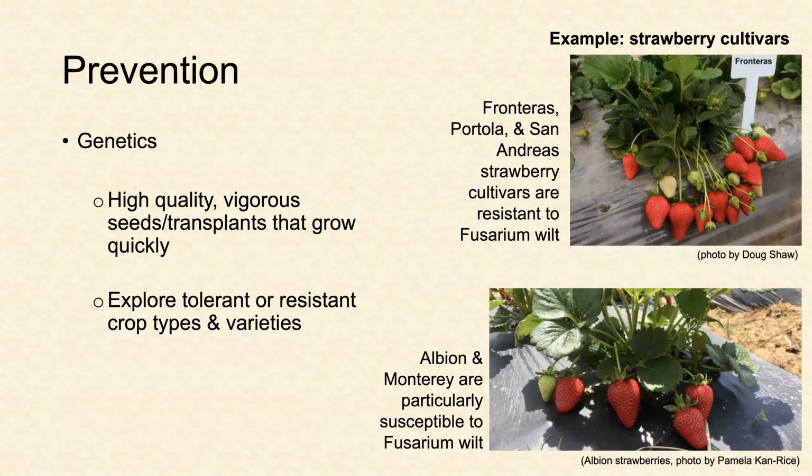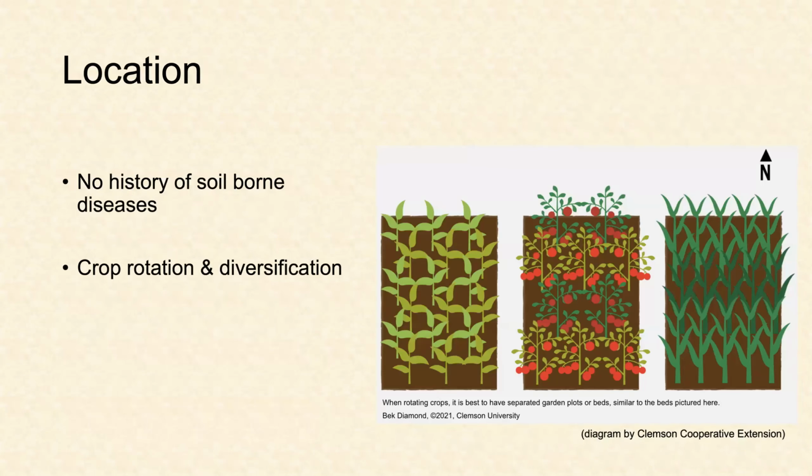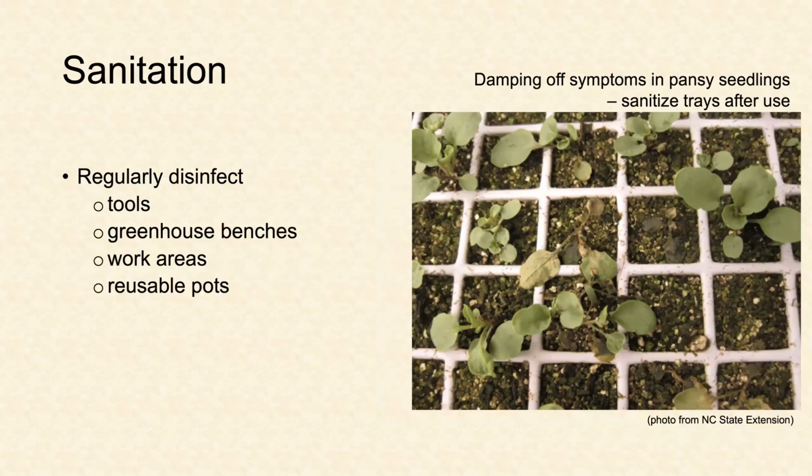There are limitations there too, though, if you have a market for a specific variety. I know that can be the case sometimes, but it's an option to explore for some crops. Location's another big one. Ideally, you want to plant somewhere where there's no history of soil-borne diseases. Of course, that's not always possible. But if it is, I think that's a really good strategy. Also, crop rotation, diversification can help as well. Not planting the same thing in the same spot every single year, if you can help it.